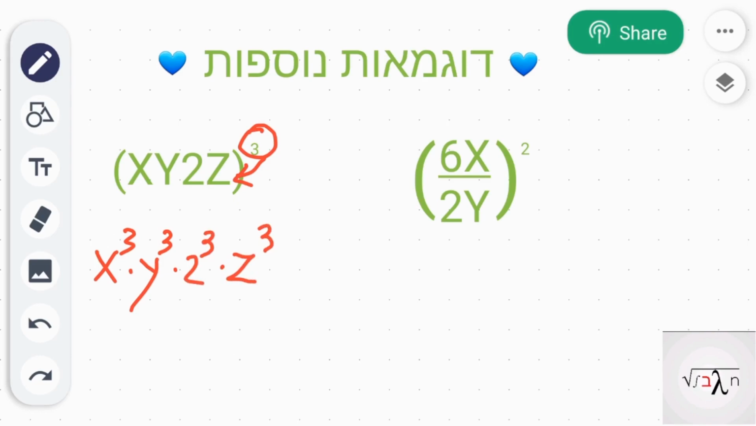On the right side, 6x over 2y. Even if there's a fraction, we'll do the same as before. The exponent affects the whole parenthesis because it's the closest. Therefore, all of the inside of the parenthesis will be affected, both the numerator and the denominator. Therefore, the parenthesis will open like this: 6 to the power of 2 times x to the power of 2 over 2 to the power of 2 times y to the power of 2.